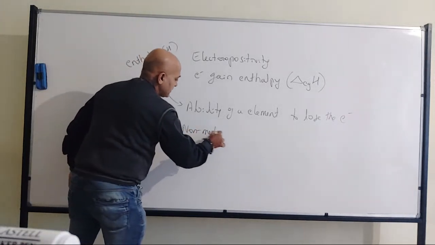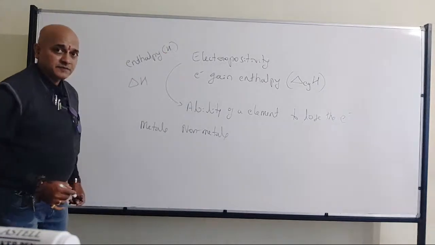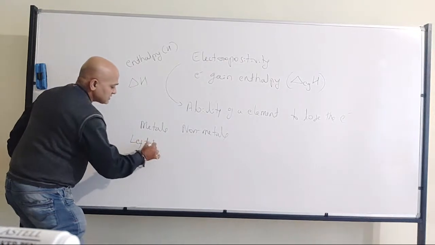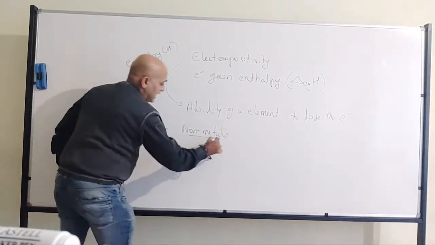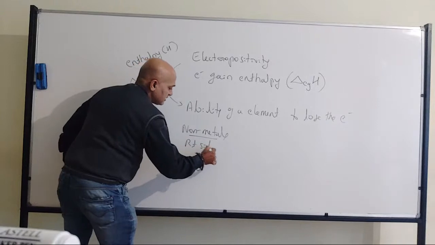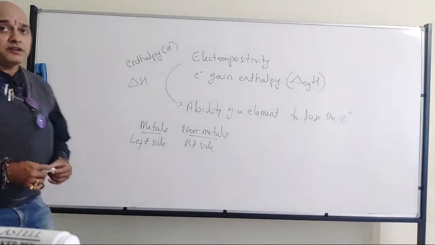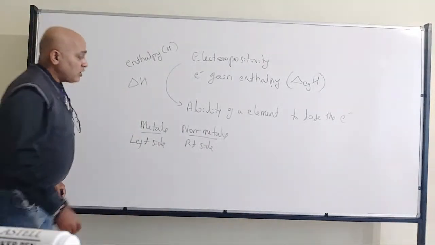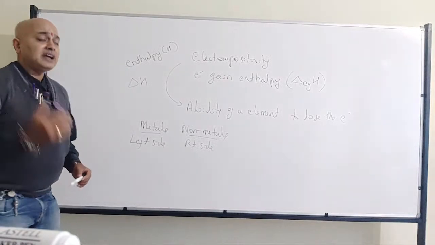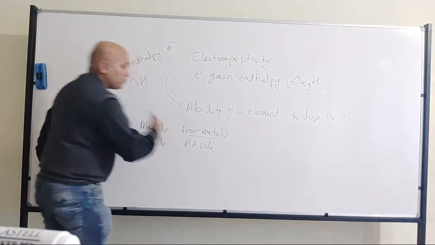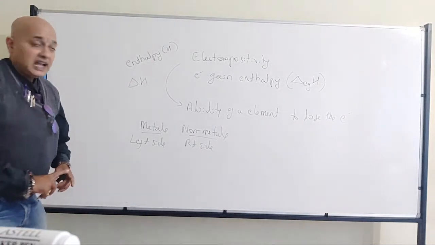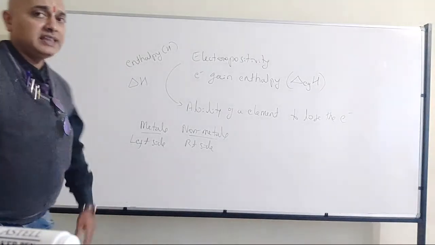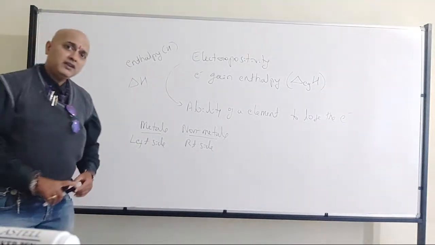Now, when it comes to metals and non-metals, all of us know metals are present on the left side of the periodic table and non-metals are present on the right side. So what I mean to tell here is non-metallic character will increase when you move towards the rightward direction, and metallic character will increase when you are moving in the leftward direction in the periodic table. Fine? All of you have understood?